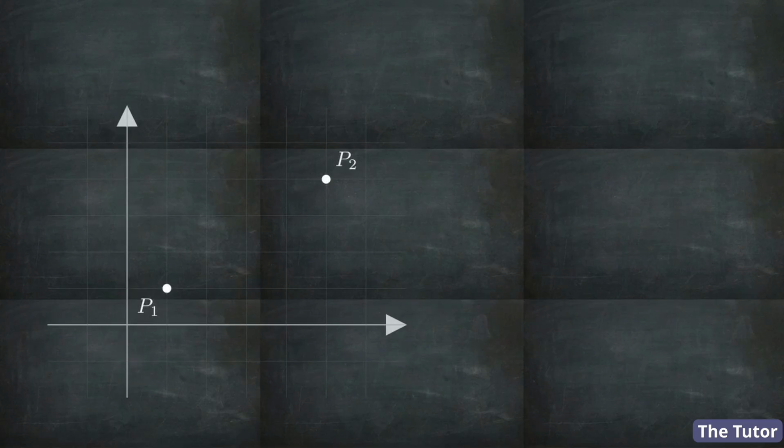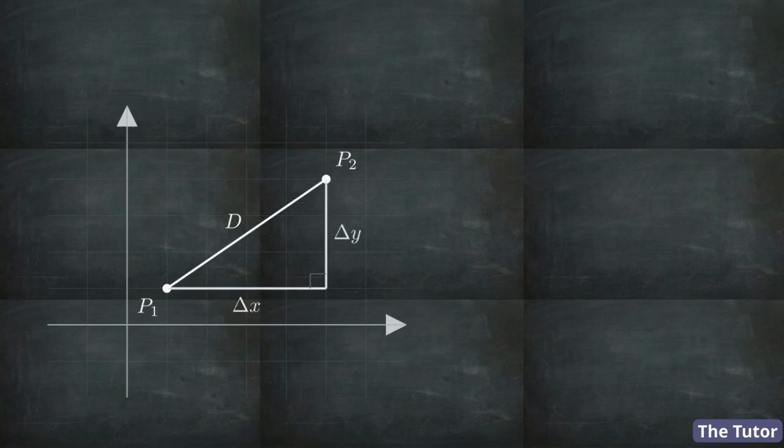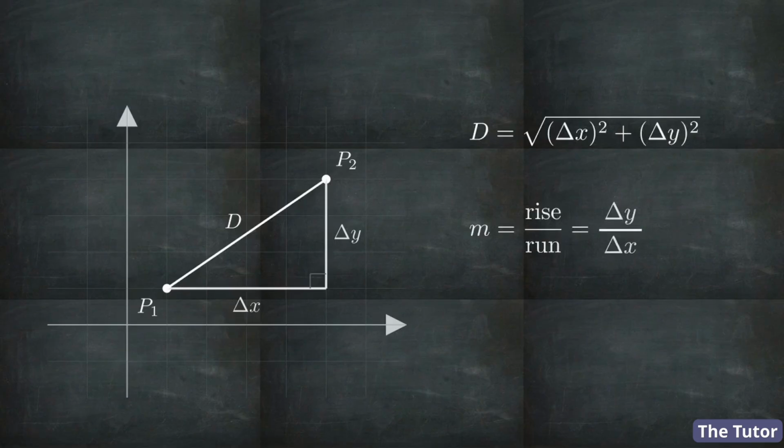On this grid, movement between 2 points, P1 and P2, breaks down into two separate increments, a horizontal distance, delta x, and a vertical distance, delta y. The Pythagorean theorem calculates the direct distance between these coordinates, yielding the formula d equals the square root of the horizontal increment squared plus the vertical increment squared.